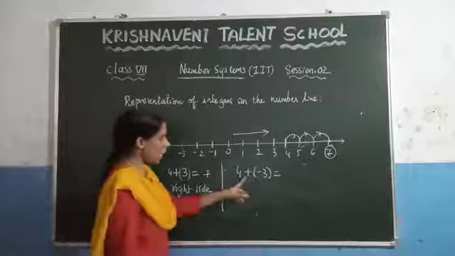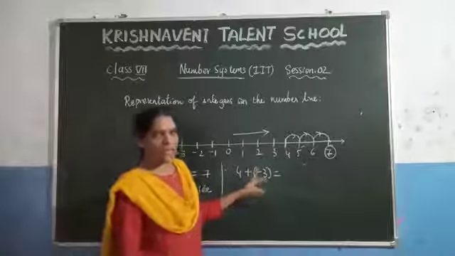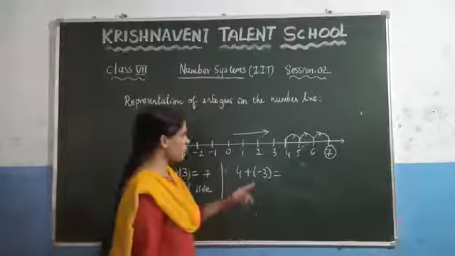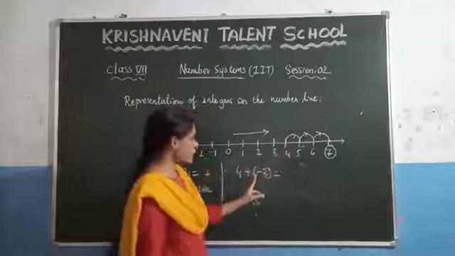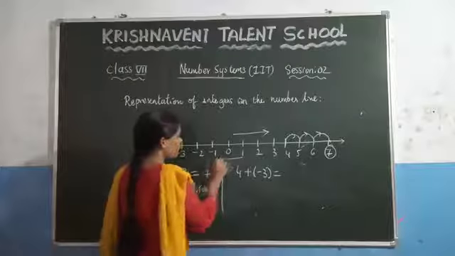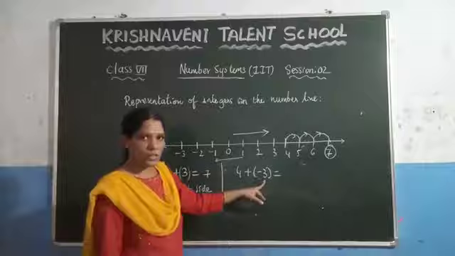And if you are adding a negative number here, in which direction do we need to move? We need to move to the left side of the number line. The same thing here, 4. Since here -3 is there, you need to move to the left side of the number line. How many steps do you need to move here? 3 steps.